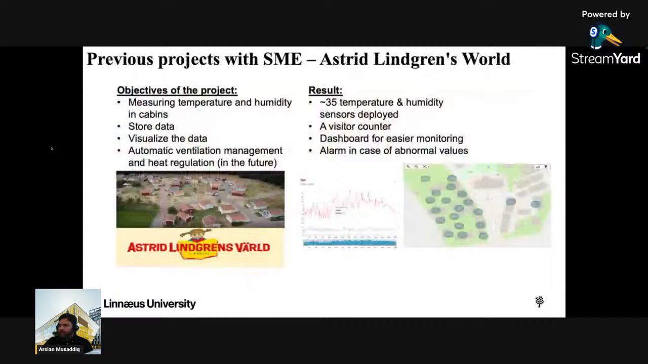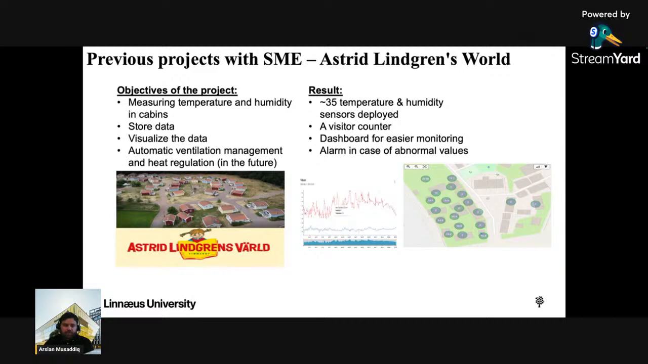And here, let's take a look at previous IoT projects that we did in collaboration with small and medium sized companies in the region. These projects are a great example of how IoT can be applied to improve operational efficiency or better decision making.